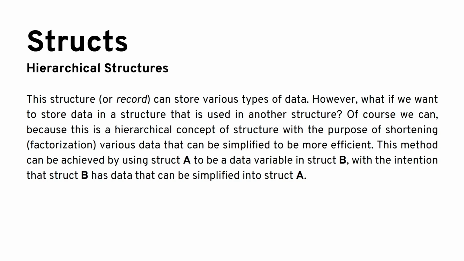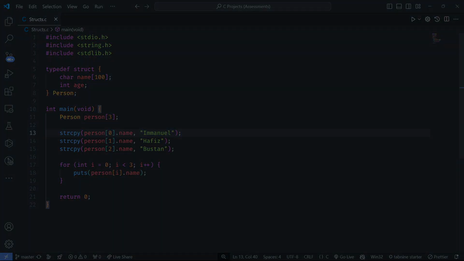This method can be achieved by using struct A as a data variable in struct B, with the intention that struct B has data that can be simplified into struct A. How do you do this exactly? Let's go to the coding section again.